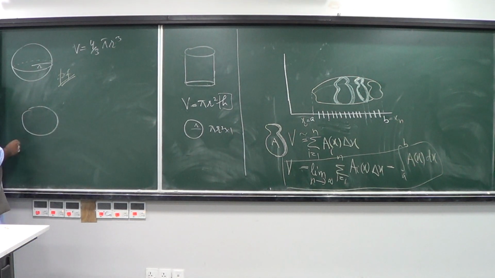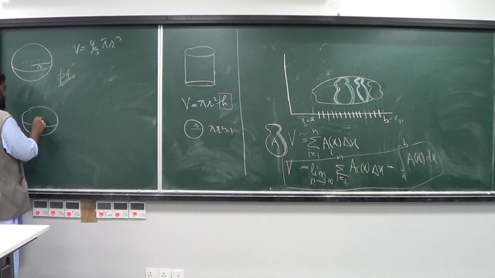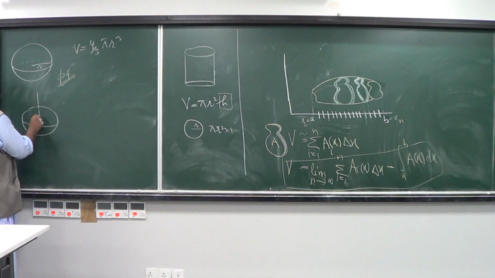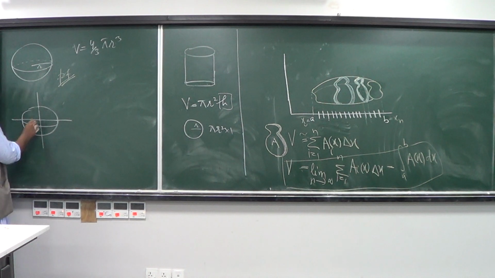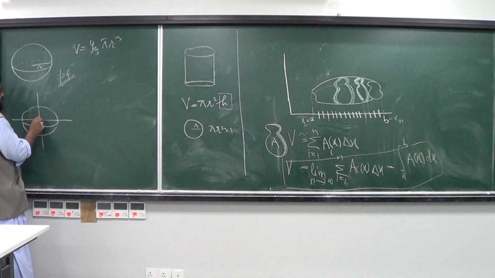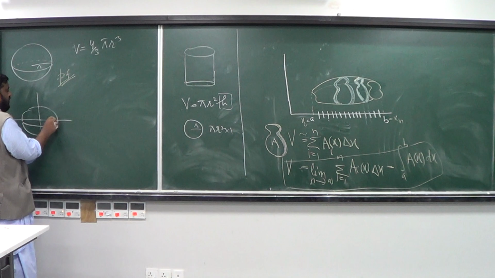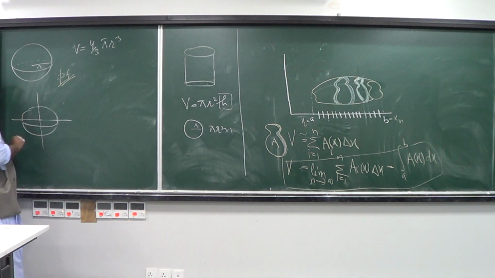Take the sphere, and through its center, say the xy axis passes. The xy axis passes through the center of it. Now what to do? I know that the distance from the origin, which is the middle of the sphere, to this point is radius r, and this is also radius r.